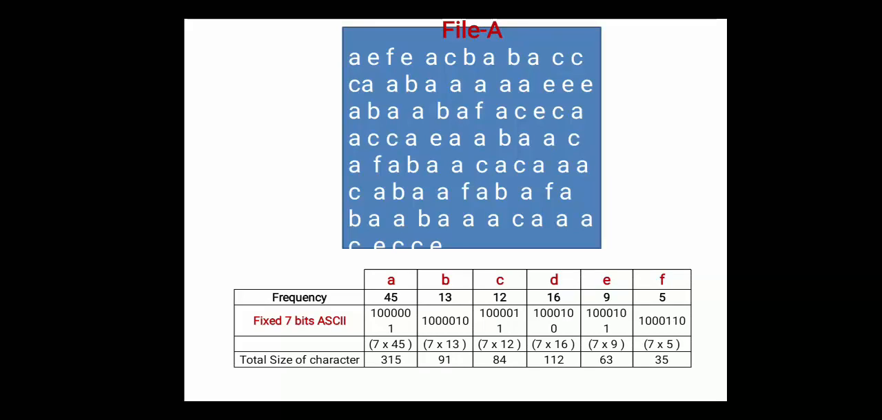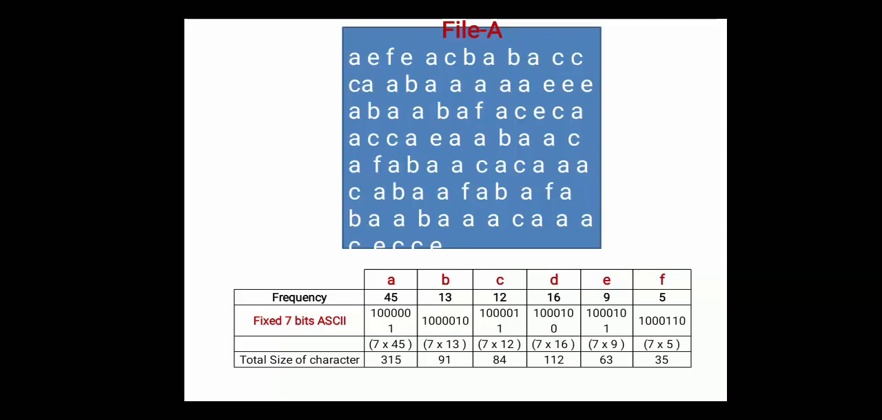As we discussed, every character is represented with 7 bits of code, and normally it is known as ASCII code. So A can be represented by 7 bits, B can be represented by 7 bits, likewise C, D, E and F can be represented by 7 bits. Let's find out the size of the file. So how can we find the size of the file?